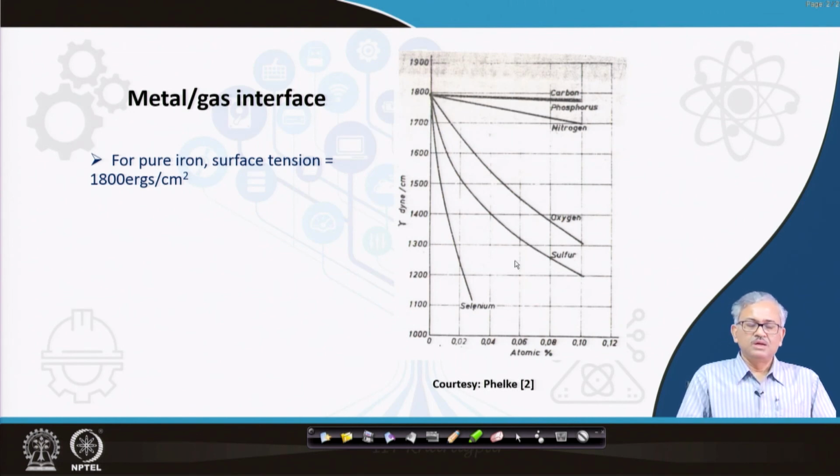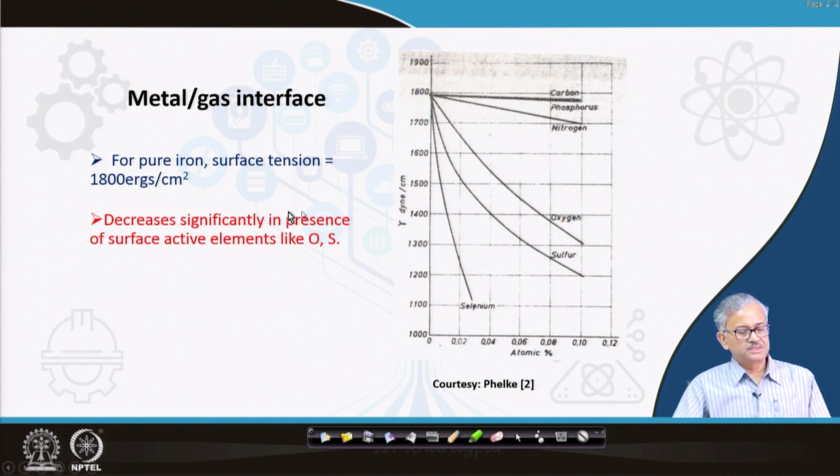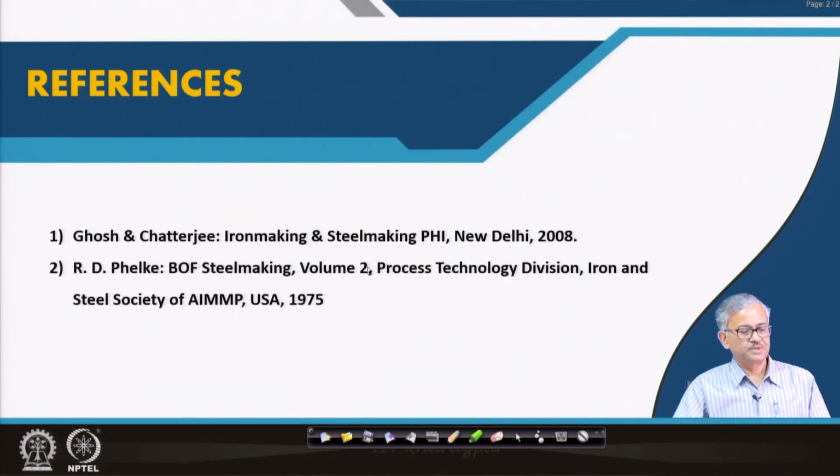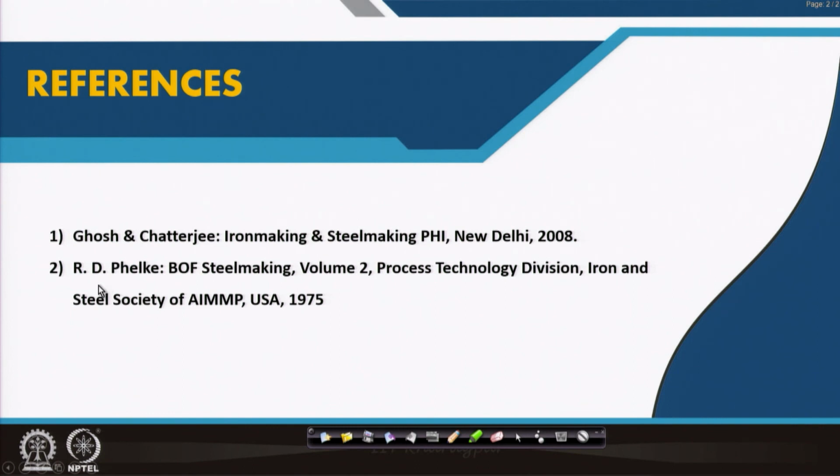All these are welcome things, because you have oxygen and sulfur both in the bath. So, these are helpful for reducing the surface tension and for stabilizing the emulsion, which decreases significantly in presence of surface active elements like oxygen and sulfur. So, the reference is Ghosh, Chatterjee and Fruehan, Blast Furnace and Steelmaking Volume 2, Process Technology Division, the Iron and Steel Society of the American Institute of Mining, Metallurgical and Petroleum Engineers, USA, 1975. This book is edited by Fruehan and is a very good book for BF steelmaking, especially for the emulsion.